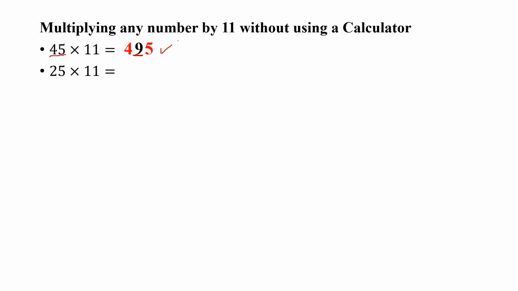Example 2, 25 by 11. Likewise, we also split these two numbers, creating enough space for the third number at the center. So we're going to start with the 2 on the left side. On the far right side, we're going to write 5. Then we'll write the sum at the center. The sum of 2 and 5 is 7. So this is the product of 25 and 11.